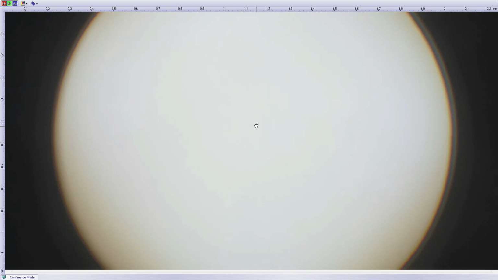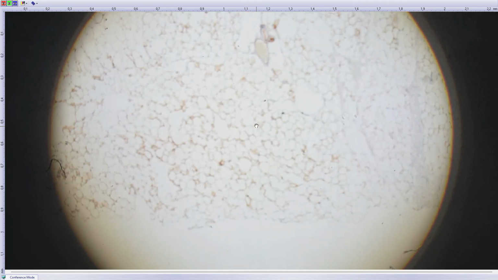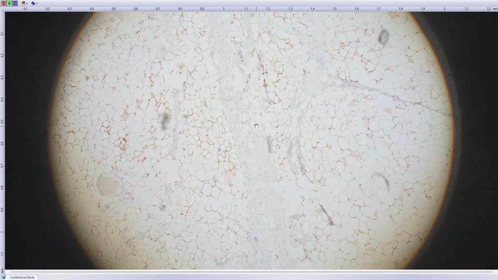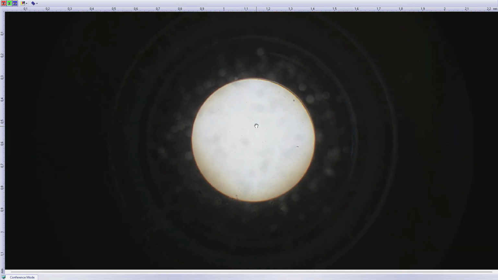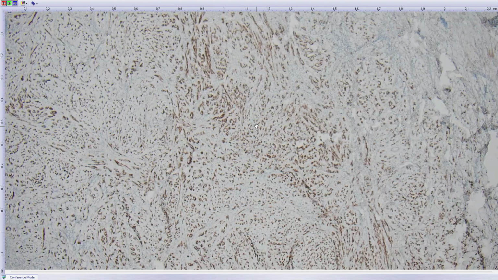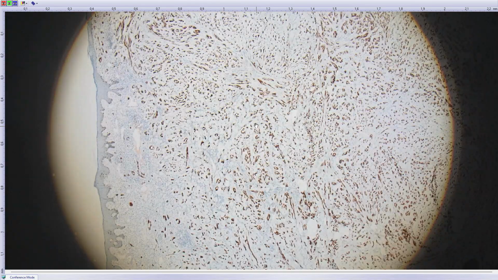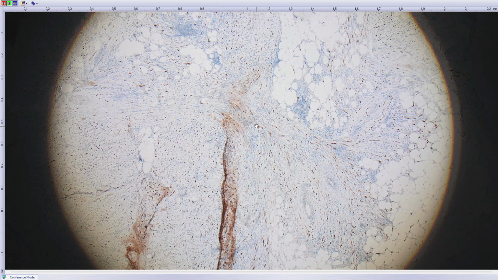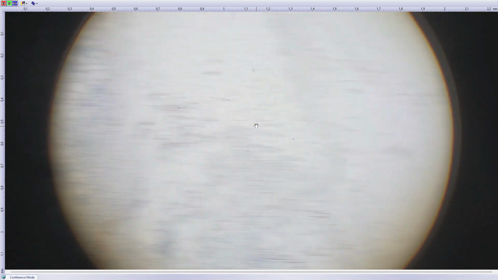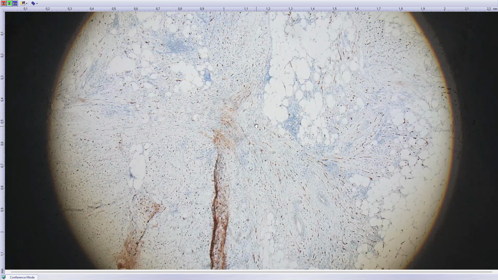So this S100 was done, and it was positive if I find the tumor actually. Okay, this slide is not very good, so I'll go to SOX10. SOX10 is diffusely positive in all the tumor cells. You can see how it extends all the way into the subcutis, although in the H&E you can really see the cells very well. They are there.